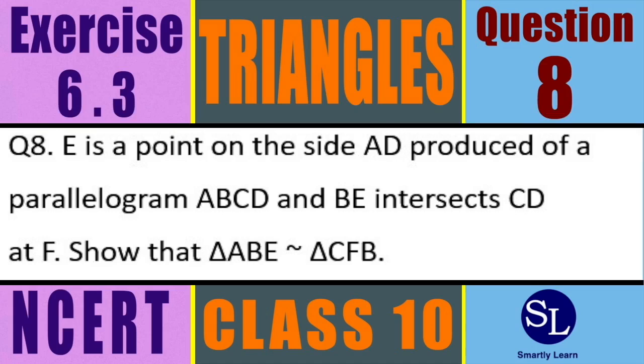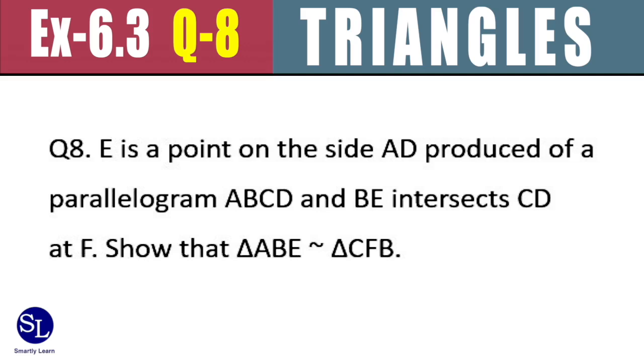In this video, let's see how to solve the 8th question in exercise 6.3. E is a point on the side AD produced of a parallelogram ABCD and BE intersects CD at F. Show that triangle ABE is similar to triangle CFB.